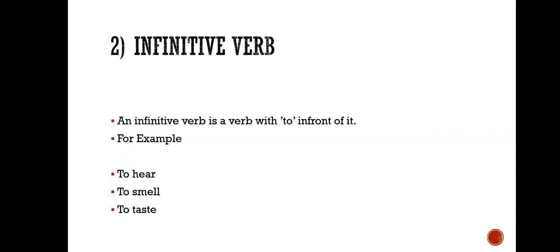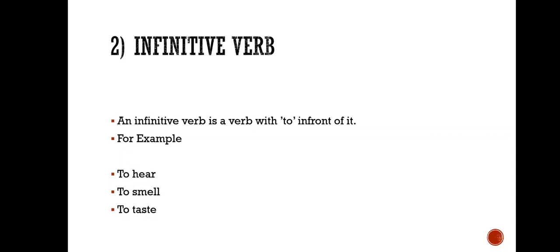The second infinitive verb is to smell, third to taste, fourth is to touch, and so on: to cry, to sleep, to hit, to wash, to clean. These all are infinitive verbs. So whenever we use "to" with any verb, it becomes an infinitive verb. I hope you understood the senses, and the second subtopic, the infinitive verb.